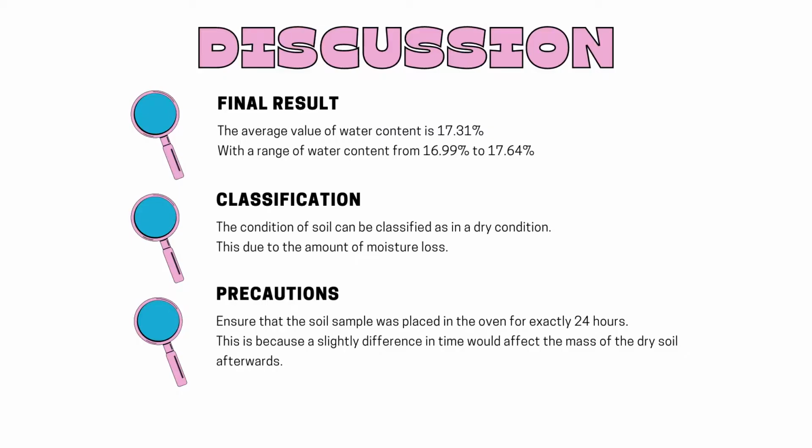For discussion, the average value of water content is 17.31%, in the range of 16.99% to 17.64%. The soil can be classified as in the dry condition due to the amount of moisture lost. For the precautions, ensure that the soil sample was placed in the oven for exactly 24 hours. This is because a slight difference in time will affect the mass of the dry soil afterward.